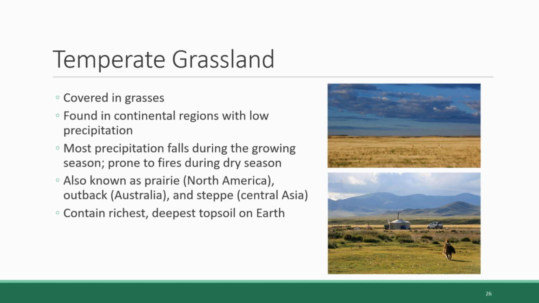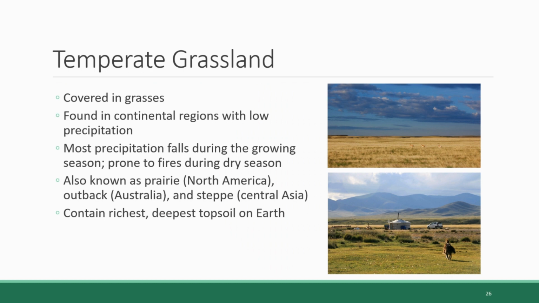Temperate grassland is well known to contain the richest, deepest topsoil on Earth. The grasses that cover it are dense, and as they decompose, their organic matter gets reincorporated back into that soil. So the soil is jam-packed with nutrients and extremely productive for agriculture. So it's no surprise that the Midwestern region of the US, which is largely, or at least it used to be largely grassland, is well known for its agriculture.